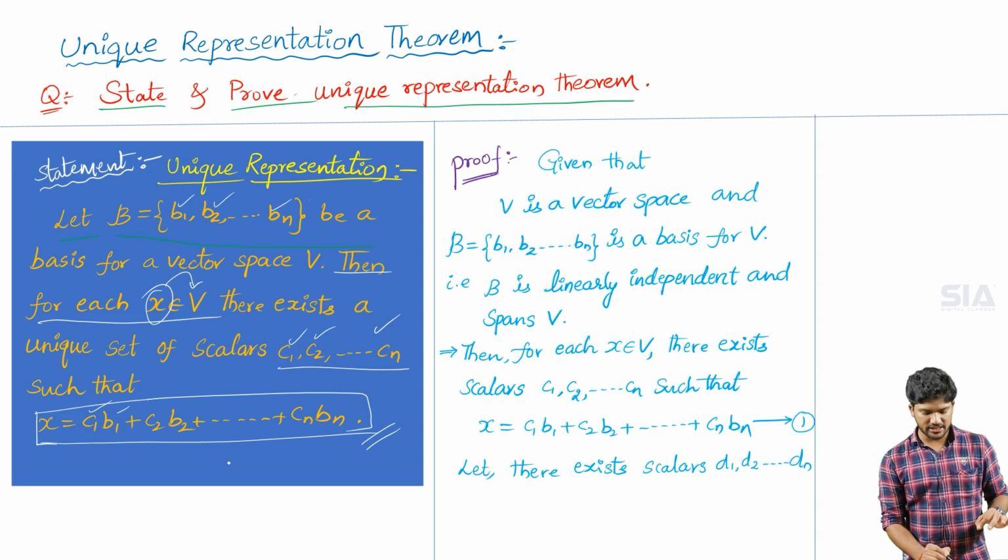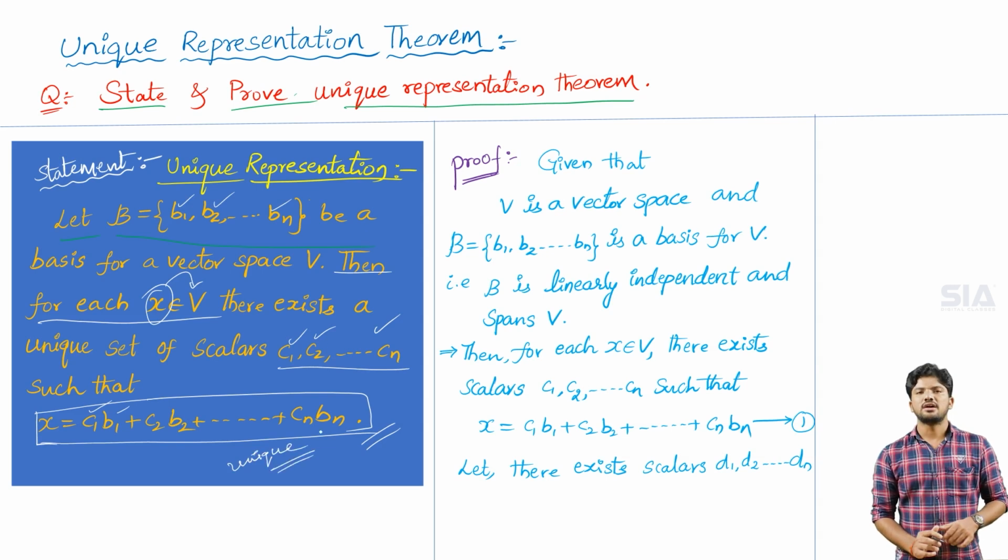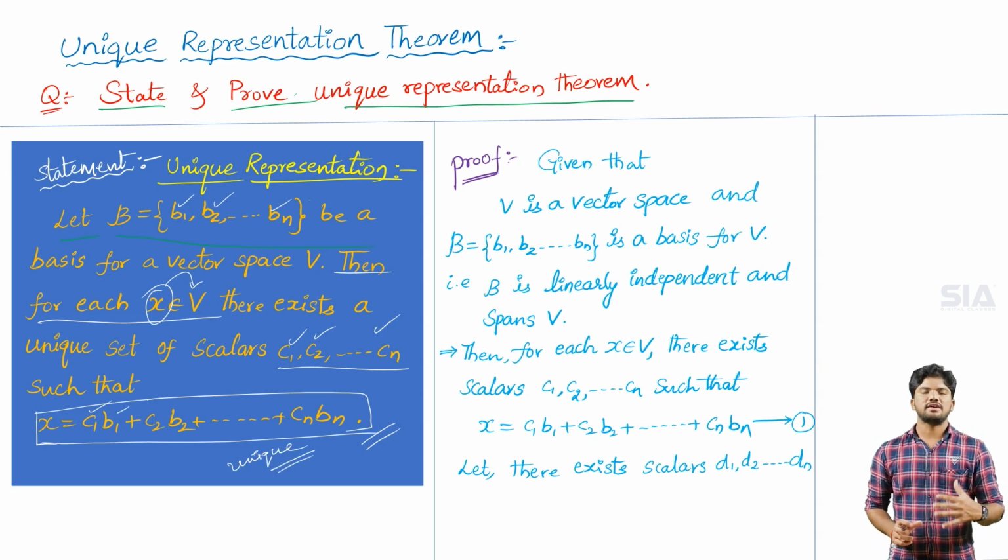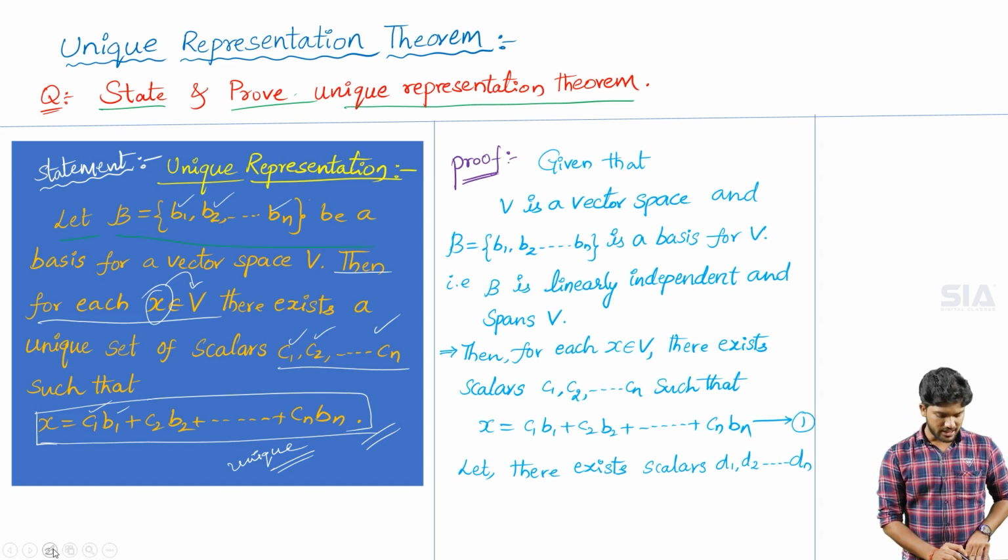This representation is always unique. That's why we call this theorem the unique representation theorem. Now let us observe the proof of this theorem.